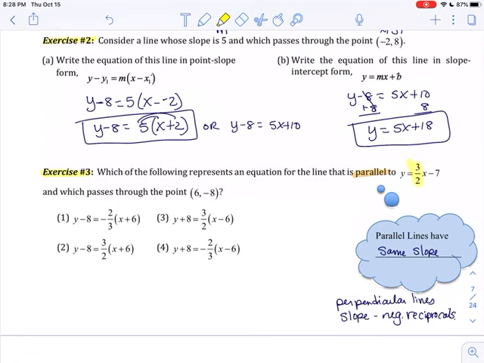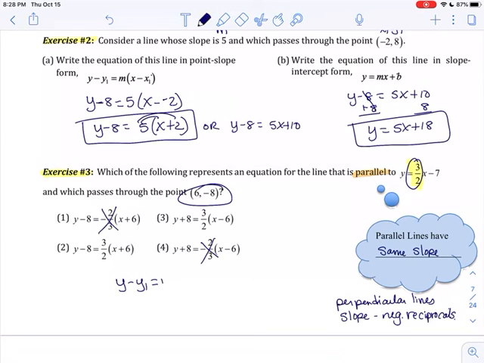So I want to write an equation of a line that's parallel to y equals 3/2 x minus 7. If it's parallel, they have the same slope. So I'm looking for an equation that has a slope of 3/2. So I'm going to get rid of choice 1. It has the wrong slope. And I'm going to get rid of choice 4 because it has the wrong slope. Those would be if the lines were perpendicular, because those are negative reciprocals.